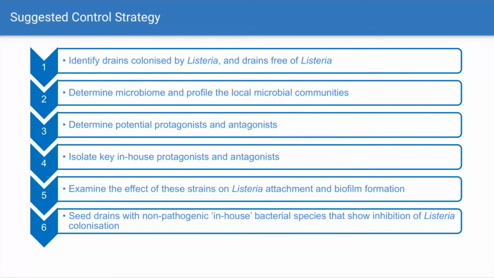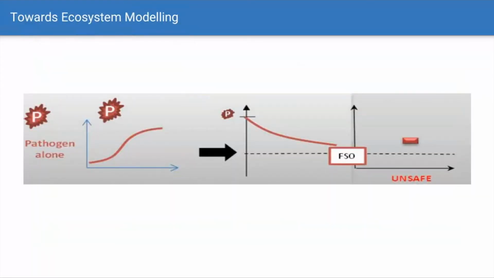And you can use them in-house against the pathogen, that's crucial, so it's local to the different microenvironments you have in the production facility, and use them to control the prevalence of Listeria colonization. And this means you can do it without the use of, or at least a reduced use of, antimicrobials in the production facility. So this brings us towards an idea of ecosystem modeling.